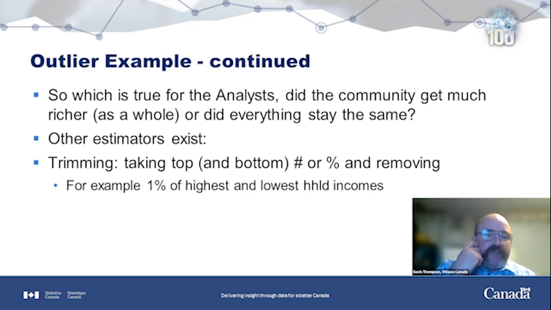One of the things we can do is we can trim it. So we can take the top and bottom, either number or percent, and remove them. So for example, you may take out the 1% highest and lowest household incomes if you still want to calculate averages. In the median, if you took out the highest and lowest 1%, it wouldn't affect it at all because you're removing from each of the sides of the middle. So it doesn't affect it at all.